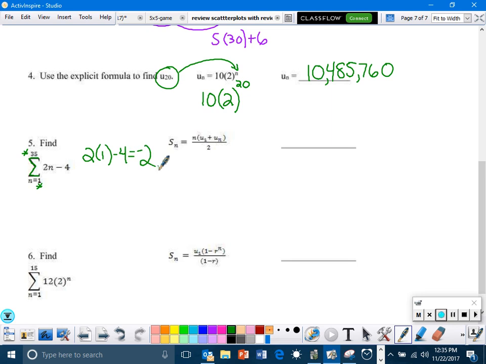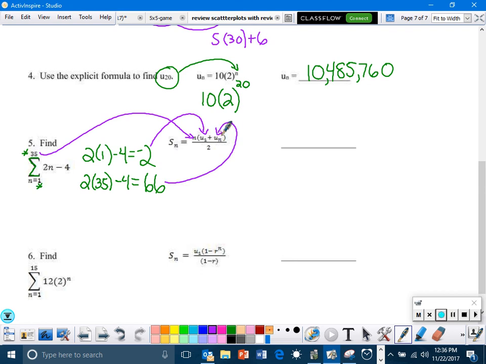Then we need to find the 35th number in the sequence. So I take the 35 and plug it in. Okay, when I plug that in, I find out that the 35th number in the sequence is 66. Okay, I now have all my pieces of information that I need for my formula. Okay, the 35 is the n, that goes right there. The first number in the sequence is -2, and the last number in the sequence is 66.